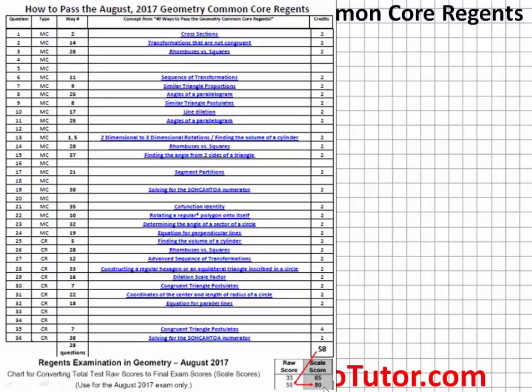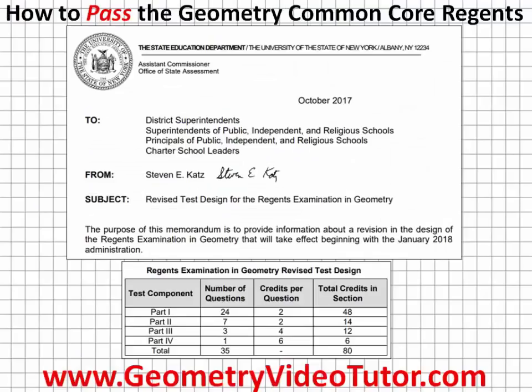Again, would you be happy with an 80 on the Geometry Common Core Regents? I think so. Now, a little note here, just a little heads up. This was issued back in October of 2017. Starting in January 2018 on that test, they are removing one question. So instead of 36, there's 35 questions. They're actually getting rid of a 6-point question.